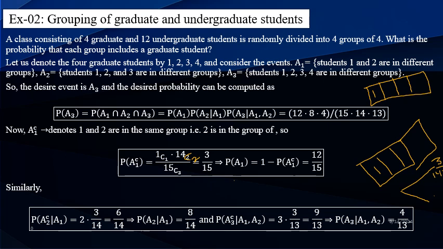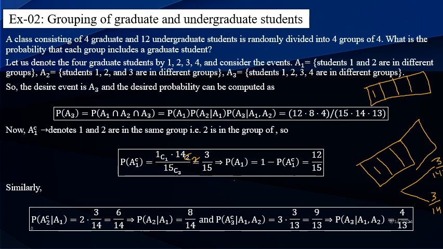This argument is very much similar to the first argument: 3 by 14, 2 times. So the probability of A2 complement given A1, what is the answer? 6 by 14. Are you getting the meaning of this or not? It is difficult. You have to do a little bit of practice.